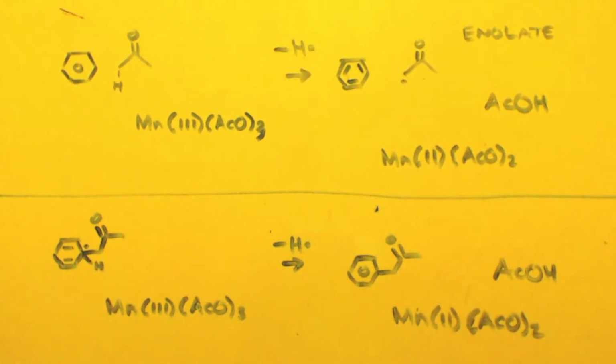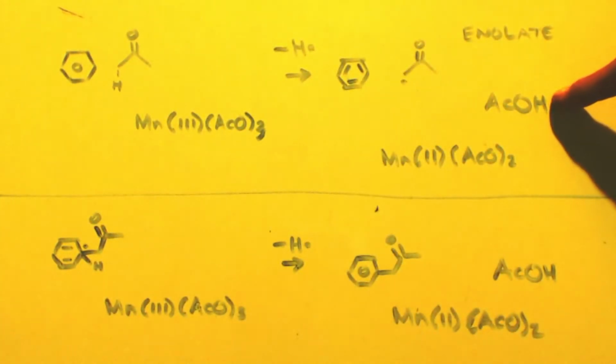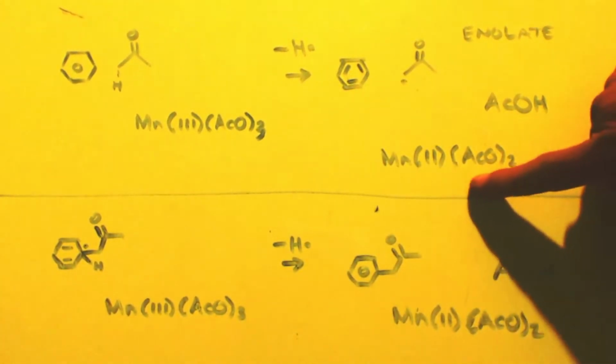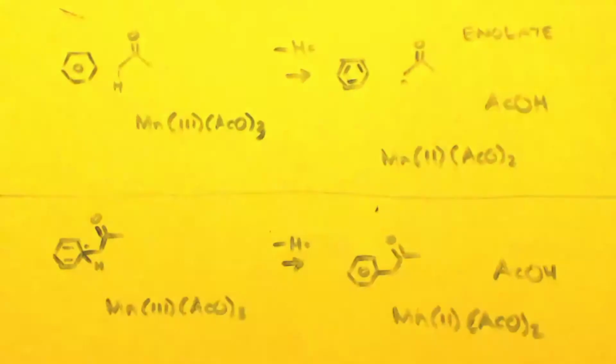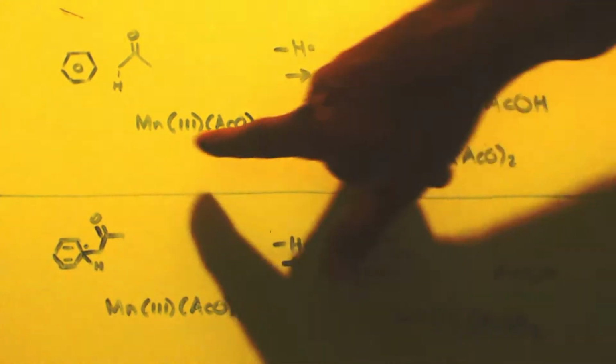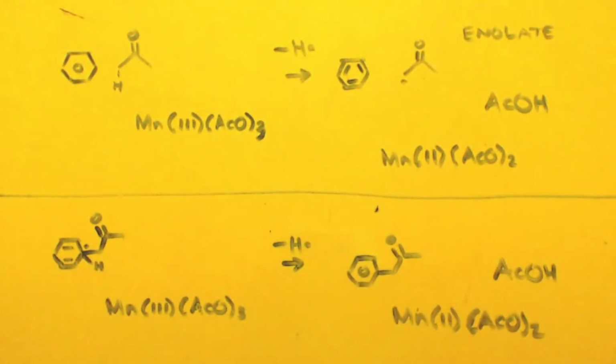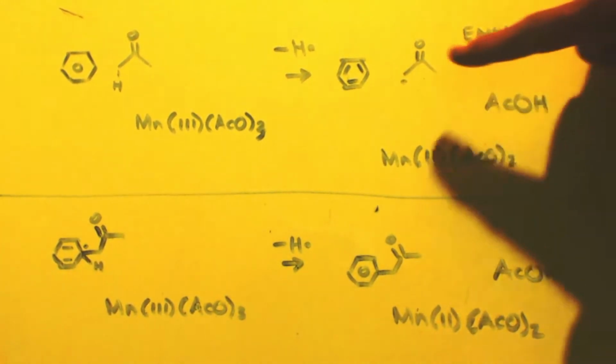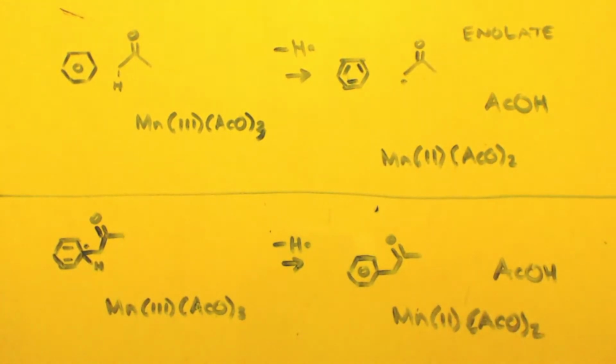What happens to the free radical? One of the acetates takes the proton and becomes acetic acid, and now you only have 2 acetates instead of 3, and the electron goes to the manganese. Now instead of being at 3, it's at 2. It's been reduced. And you form something kind of like an enolate, but instead of being negative, it's a free radical. So it's like a free radical enolate.